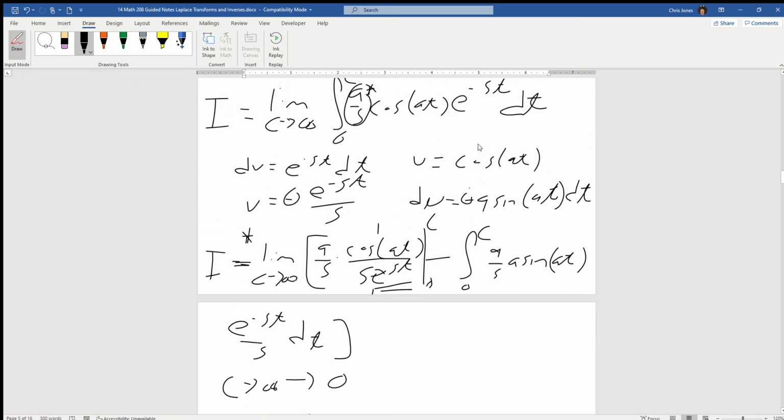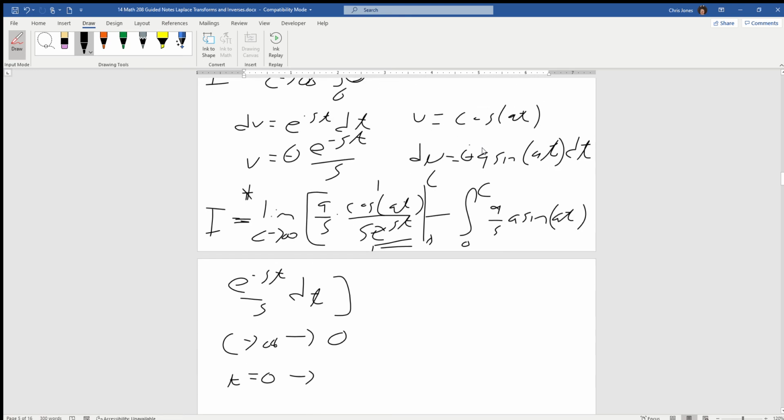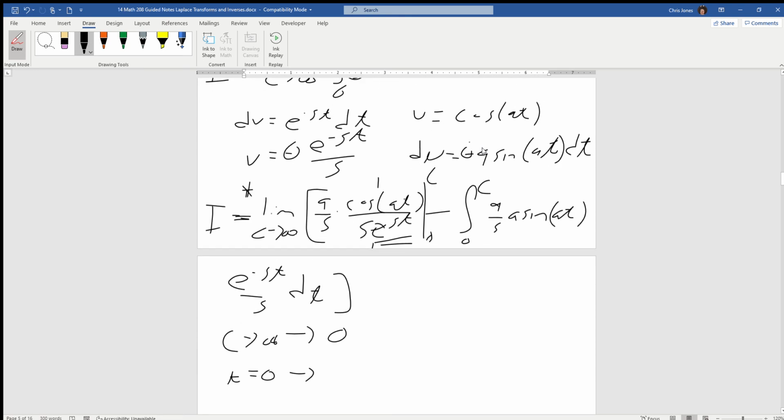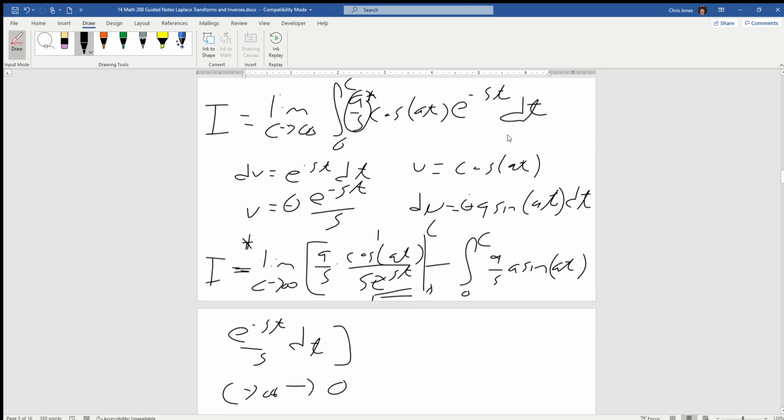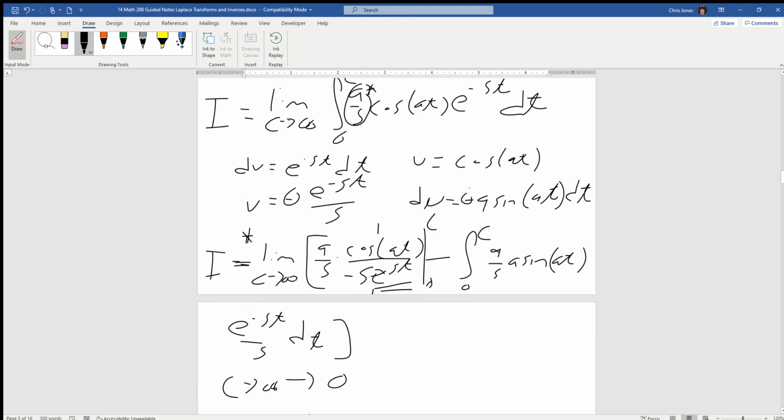And hopefully we didn't miss a sign anywhere here, but I think there should be a negative somewhere. Yeah, probably that negative from this v right here. Sorry about that if I was confusing that. Remember uv minus the integral of v du, there's this negative that should have been in that denominator. So it's a negative 0 minus a negative a times 1 over s. And again, the cosine becomes 1, and this e to the st becomes 1. So they basically cancel out, and you're left with a over s times 1 over s.